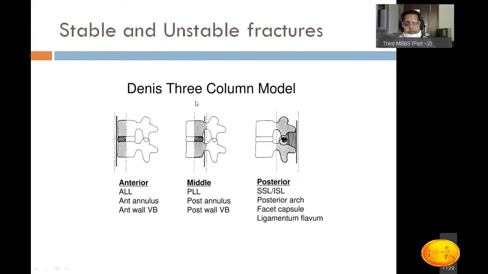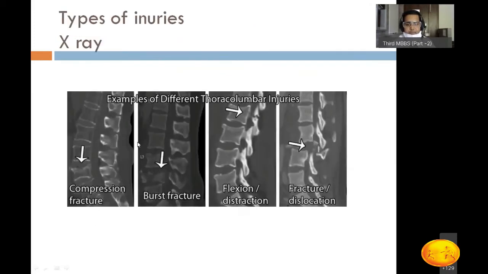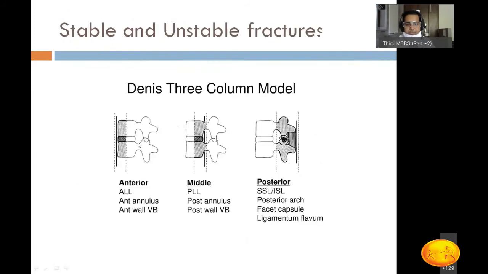So Dennis three-column model concept is again utilized after we have graded the type of injury: is it compression, burst, flexion distraction or fracture dislocation. We decide about the stability of the injury. Any injury involving two or more columns of this three column model is unstable. If the anterior and middle column is involved, it is an unstable injury. If the middle and posterior column is involved, it is an unstable injury. If the anterior and posterior column is involved, it is an unstable injury. So unstable injury is involvement of two or more of these three columns given by Dennis.